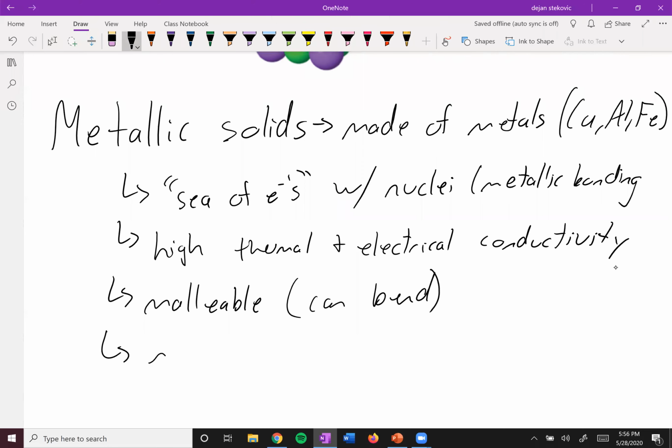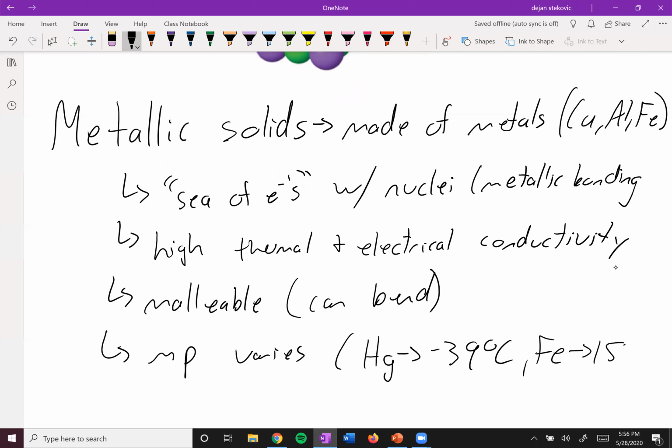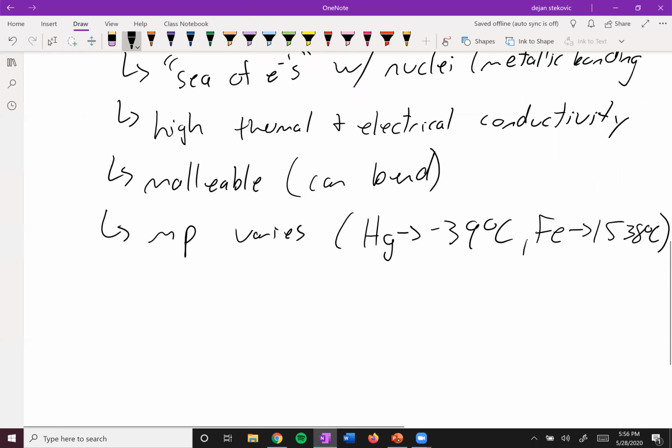And their melting point varies. Some have very high, some have very low. For example, mercury is a metal, its melting point is -39 degrees Celsius, whereas iron, also a metal, is 15,038 degrees Celsius. So you can see it can vary by quite a bit.